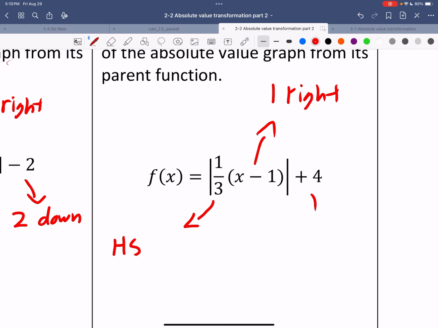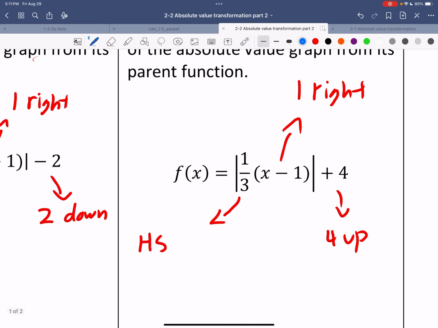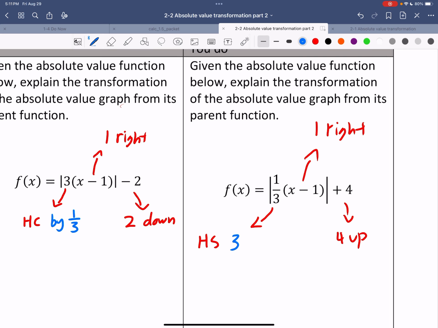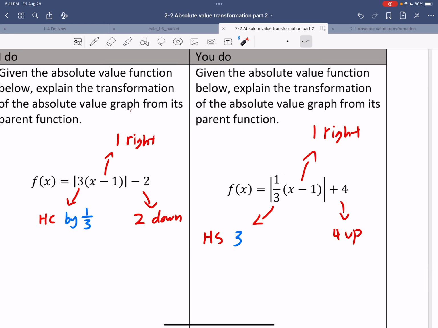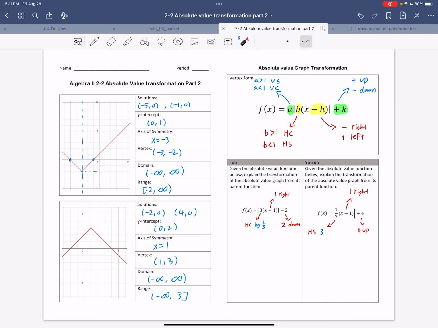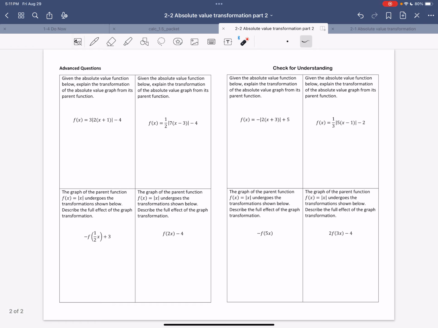Plus 4 is 4 up. And again, when it's a horizontal stretch, you've got to flip this, so 1/3 will become a horizontal stretch by 3. But you don't have to know about this. As long as you can come up with this one, you're good. So that's it. If you go to the next page, it's the same practice.